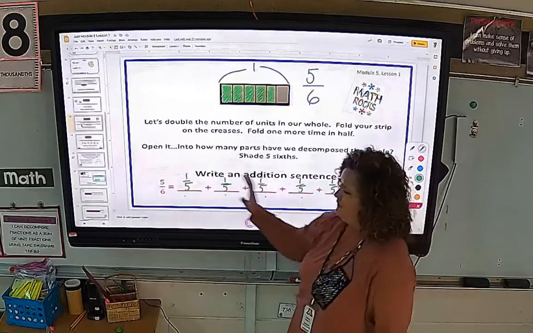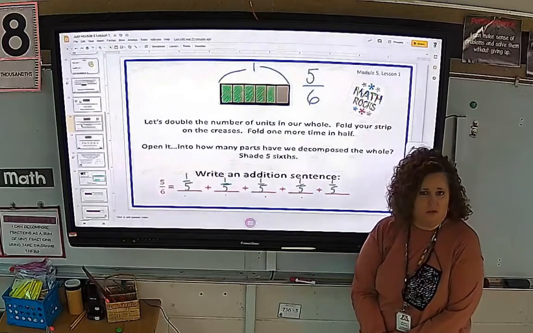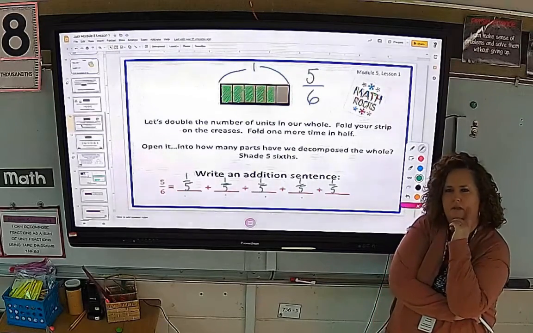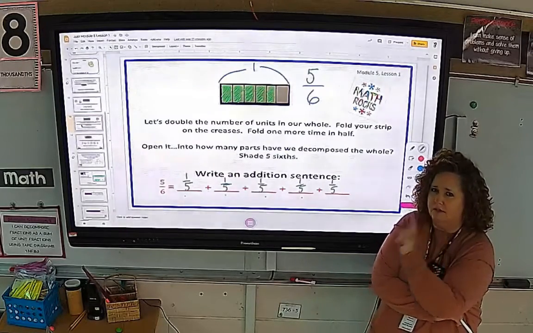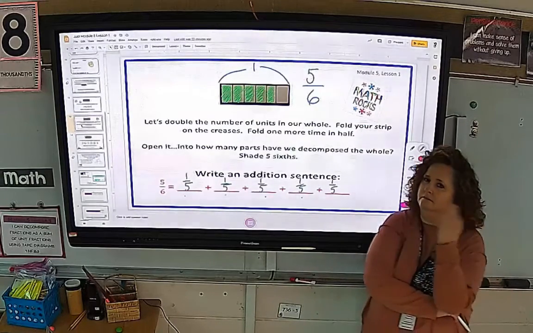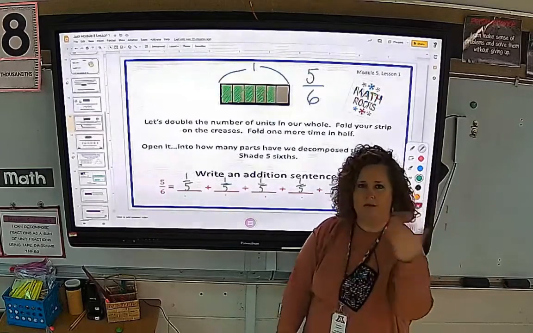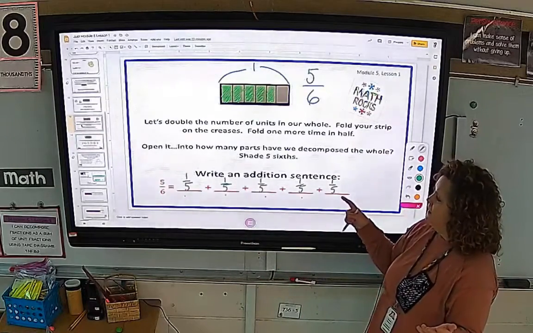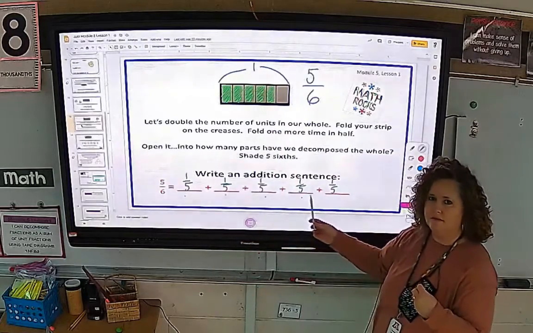Okay, now I've just done that, but I did something incorrect. I wonder if you know what I've done. If you need to pause this and look at this for a second and try to figure out what mistake did I make, do that. Okay, so by now I hope you've looked at this long enough to figure out what mistake Miss Wendy has made. There are 5 pieces here that are shaded, so it would have been very easy for me to write this as the answer.